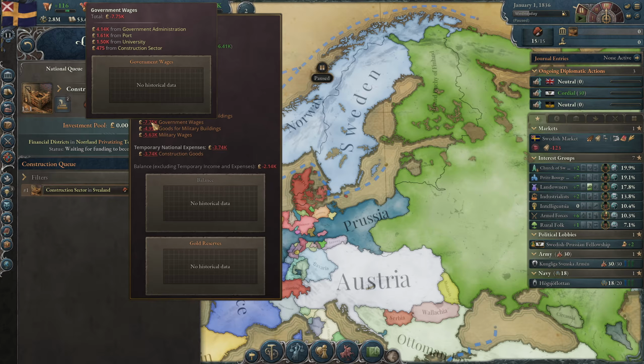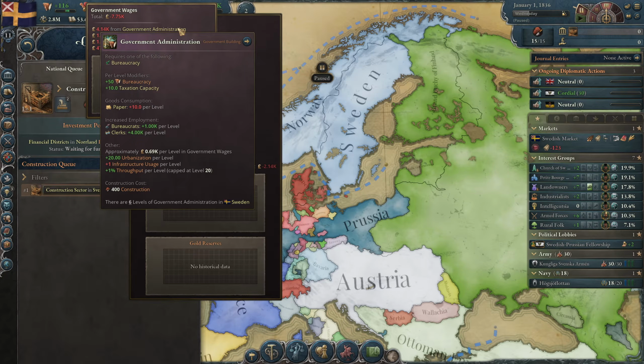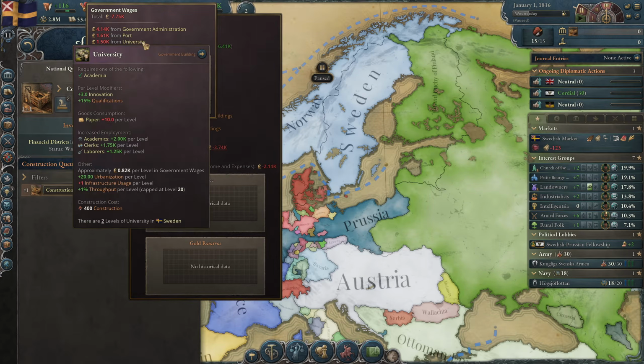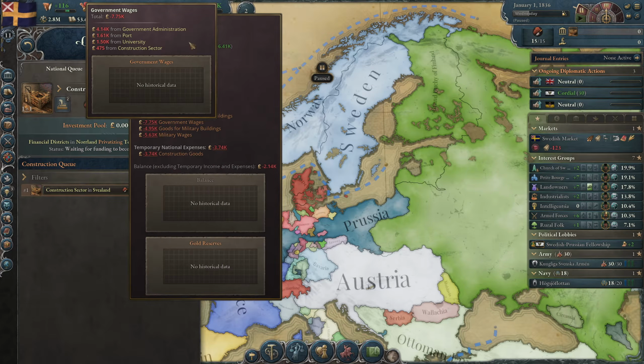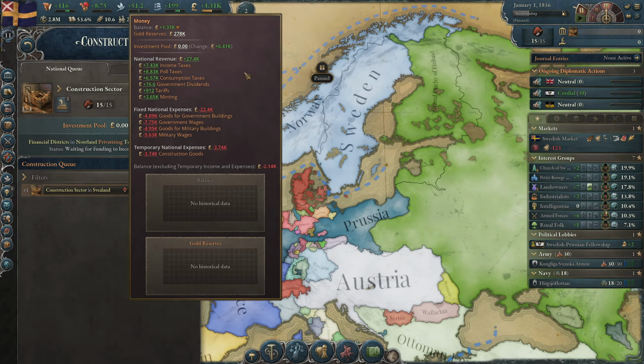And then we also need to pay the wages of the people that work in the government buildings. Everyone that works in the government administration, the port and the university and the construction sector, I forgot about that, that is also state owned. We pay as the state their wages. They are, how do you call it in English? I don't know, but they are working for the state.